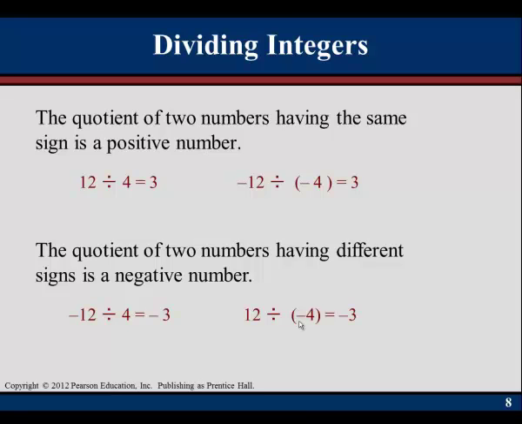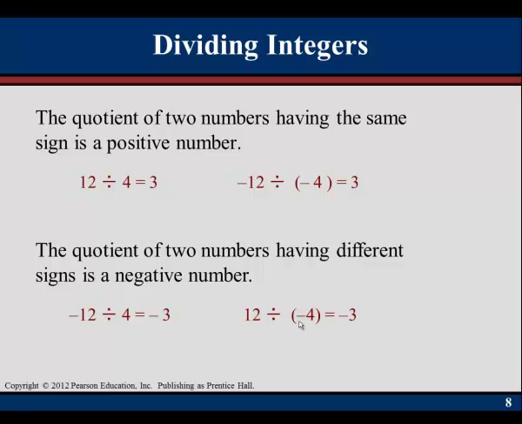So if you have to, you can always change this form to a fraction form. But the first number is always in the numerator, the second number is always in the denominator, if it helps you to write it that way. Here we've got a negative number divided by a positive number, negative 12 divided by positive 4, and we get a negative 3. Again, one number is negative, one number is positive, your answer is a negative.